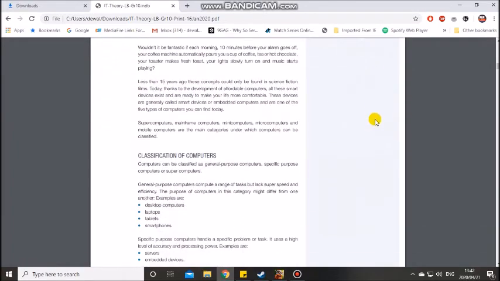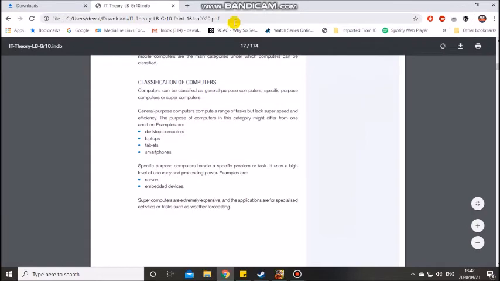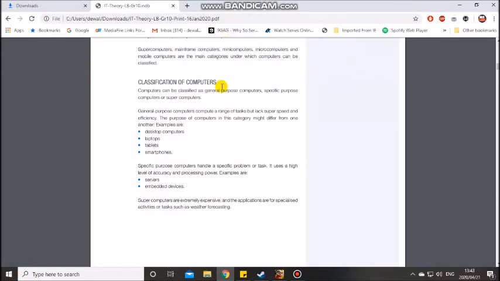Okay, types of computers. The types of computers roughly depend on the purpose that the computer has to do. We've got many examples like desktop computers, laptops, tablets, smartphones, servers, and this one, which we normally don't really focus on, embedded devices.